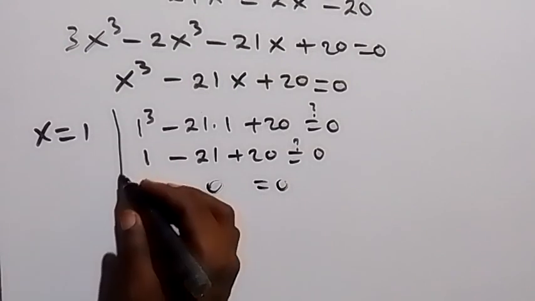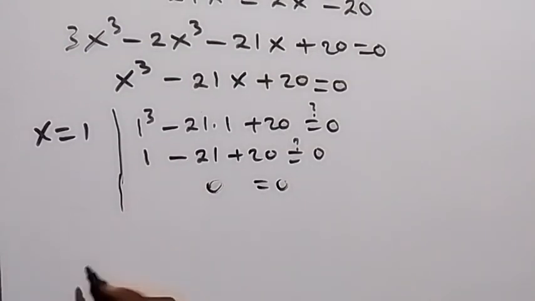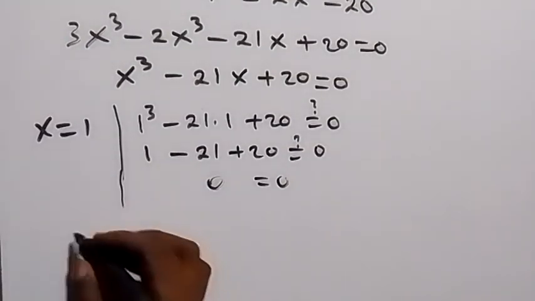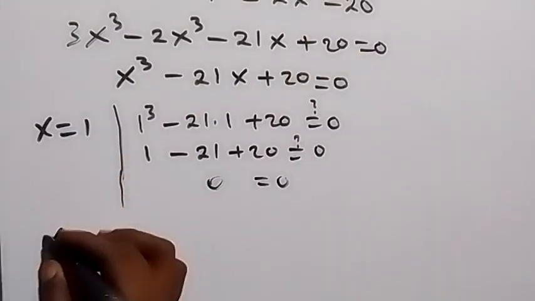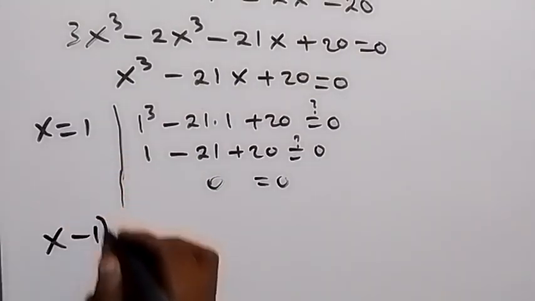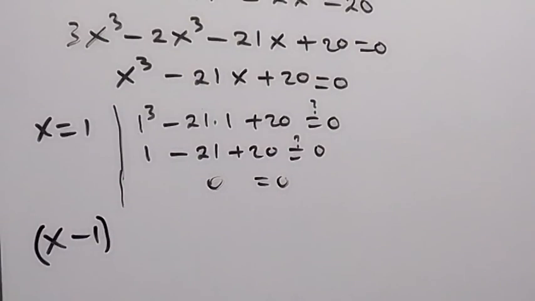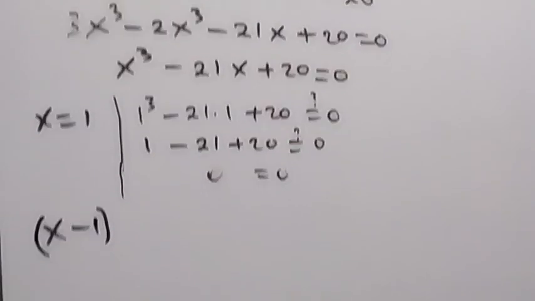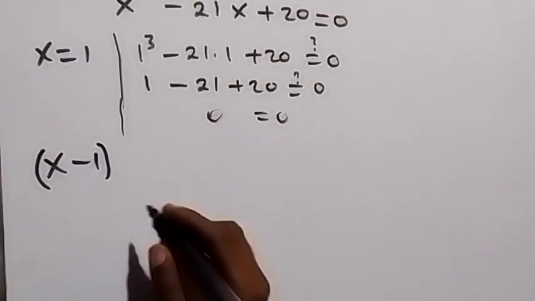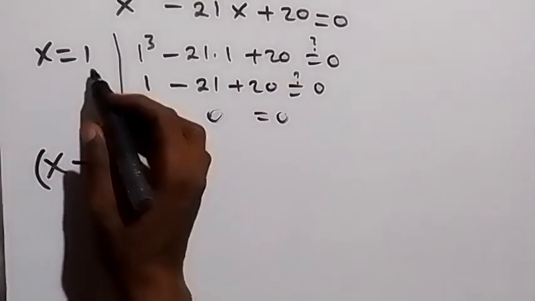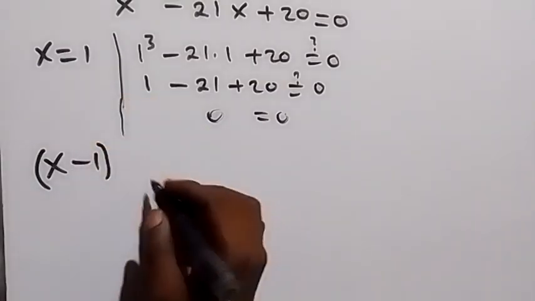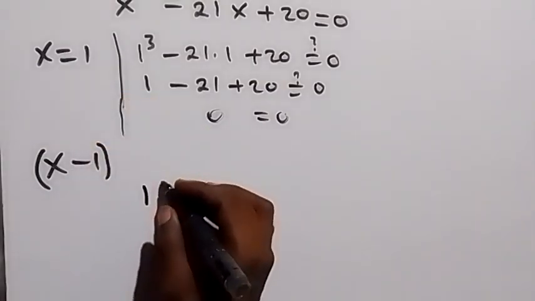So now, x equals 1. That is, 1 is a root here. That means x minus 1 will be a factor. So we know a factor to be x minus 1. In order to get the other factor, we can use synthetic division and use 1 to divide this polynomial. So, we have 1.